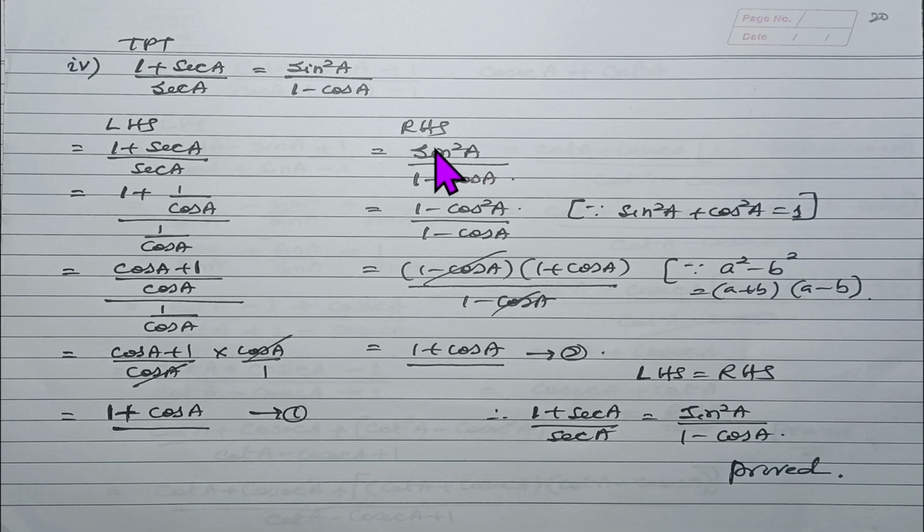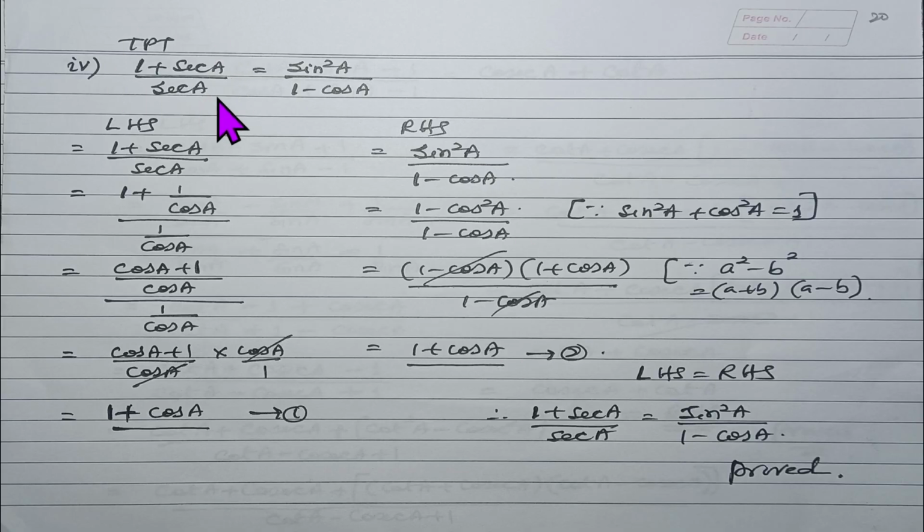Now take RHS. RHS is sin square a by 1 minus cos a. We know that sin square a is 1 minus cos square a because of the identity. So 1 minus cos square a by 1 minus cos a, but this is a square minus b square form. Therefore 1 minus cos a into 1 plus cos a divided by 1 minus cos a. 1 minus cos a, 1 minus cos a cancels. So 1 plus cos a we get. So we have got RHS also as 1 plus cos a. LHS is 1 plus cos a, and RHS is also 1 plus cos a, but naturally LHS is equal to RHS.